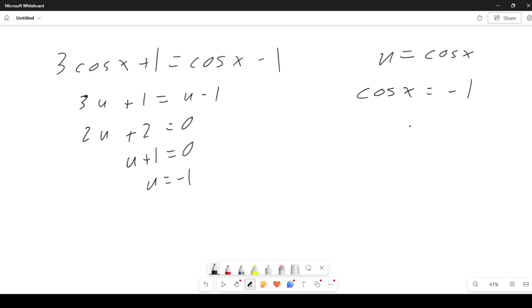So cosine of x equal to negative 1, my notes are weird, straight down, x is in 3 pi over 2 plus 2n pi, where n is in Z.